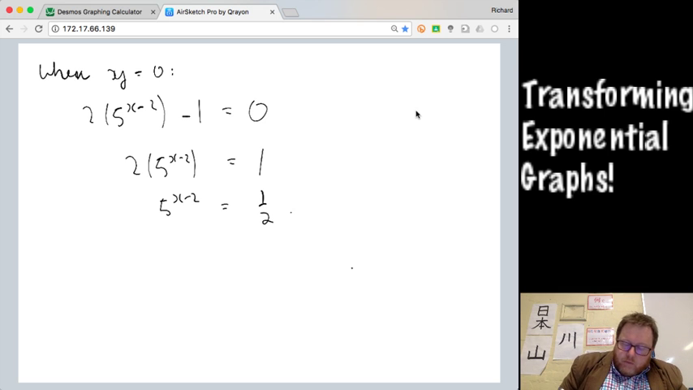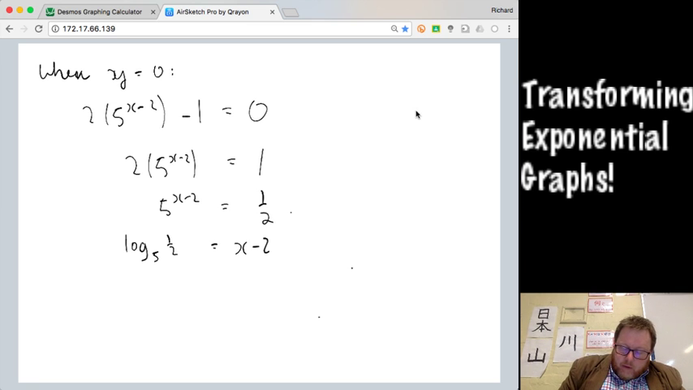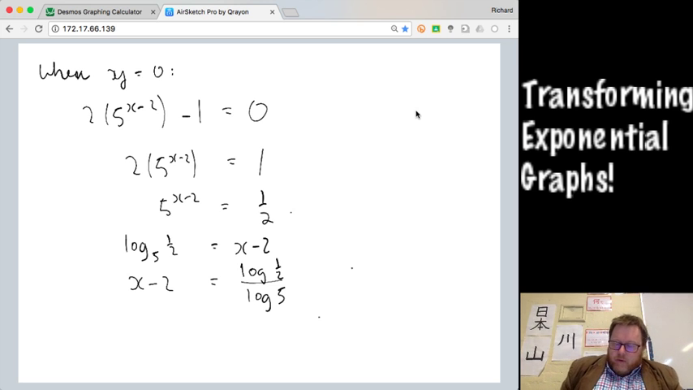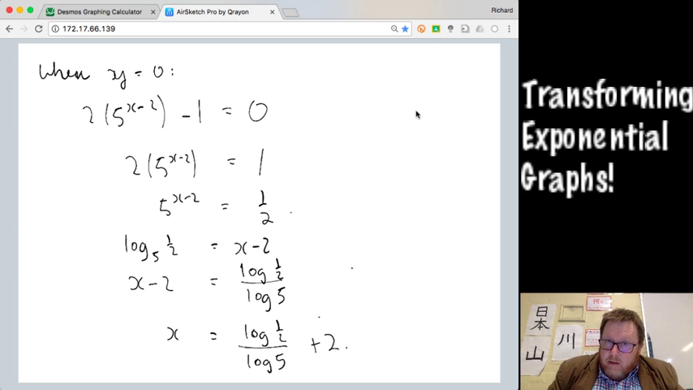Okay, using our log laws, I can say that log base 5 of a half is equal to x minus 2. Flipping that around, x minus 2 equals, and then change of base, log of a half over log of 5. Now that the logs are all positive, we'll be right for an answer now. And then I'm just going to add 2 to both sides to get log of a half over log of 5, plus 2. P.S. That's the exact answer. Okay, everything I do from now on will be approximate.